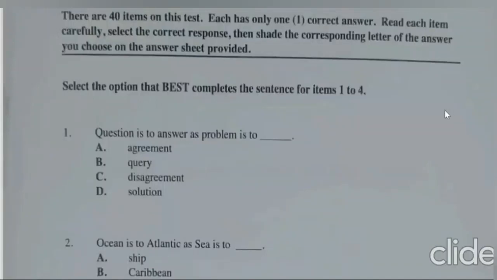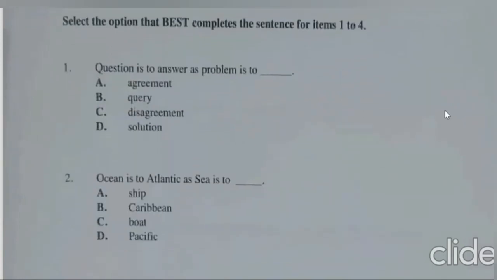So here it says there are 40 items on this test. Each has only one correct answer. Read each item carefully, select the correct response, then shade the corresponding letter of the answer you choose in the answer sheet provided. Select the best option that completes the sentence for items 1 to 4.